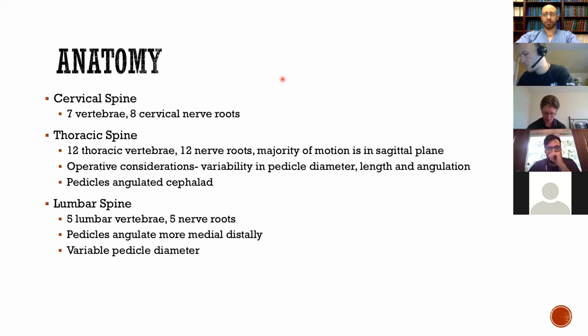But you do have to consider the morphology of the vertebra when you're doing your surgery. If you're at different levels, you have to place your hardware at different levels, and you have to take into consideration the diameter of the pedicles. And generally, the pedicles are angulated cephalad, so kind of pointed down towards the ground. In the lumbar spine, you have 5 vertebrae and 5 nerve roots, and the pedicles kind of angulate more towards the center and a little bit distally, and again, have variable pedicle diameters.